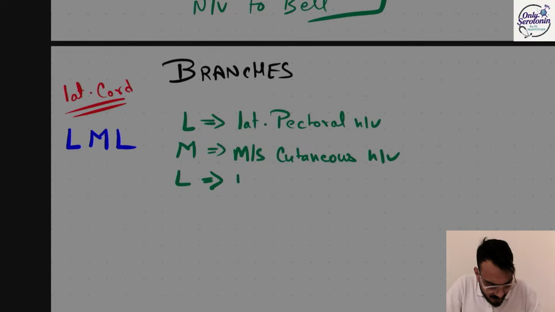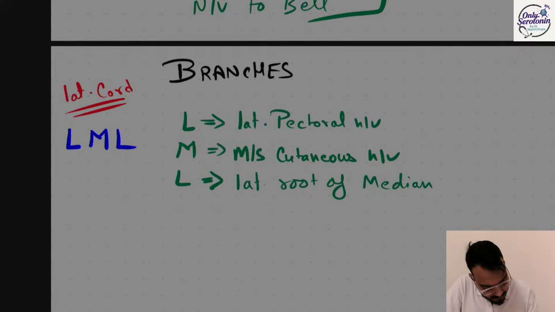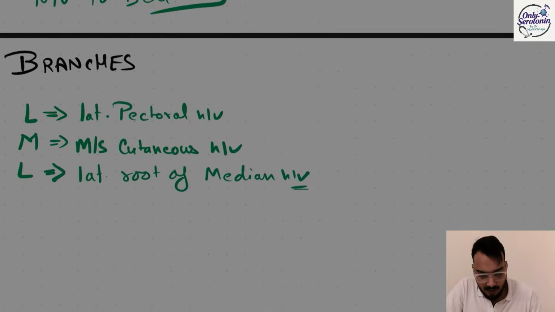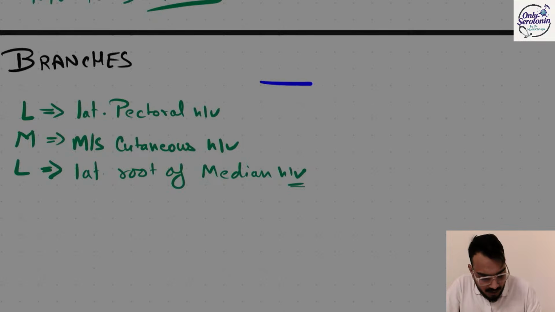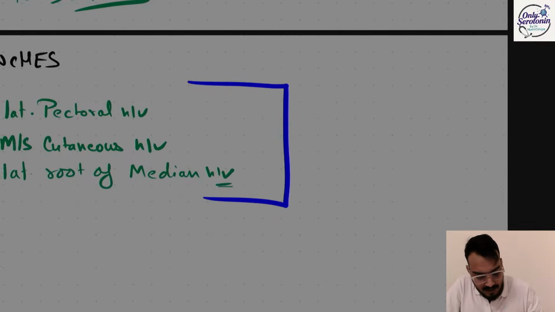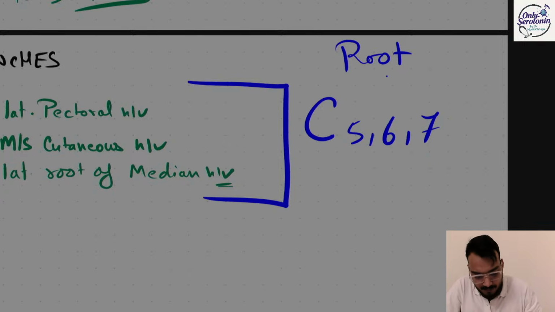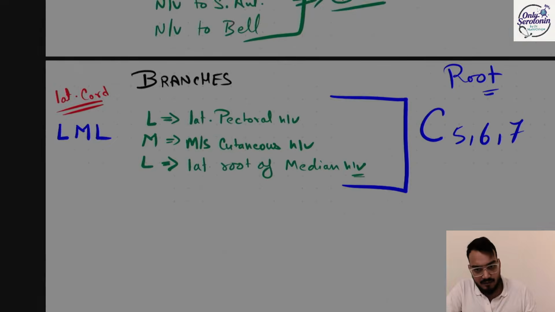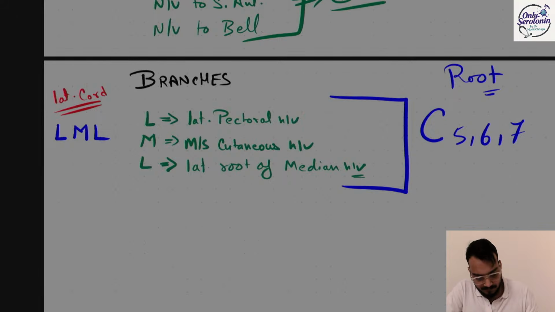The third L is what, guys? It is your lateral root of median nerve. Lateral root of median nerve. All these are the branches of my lateral cord, and they all have the same root value, guys, and the root value is C5, C6 and C7. These are the root value of my branches which are coming out from lateral cord.